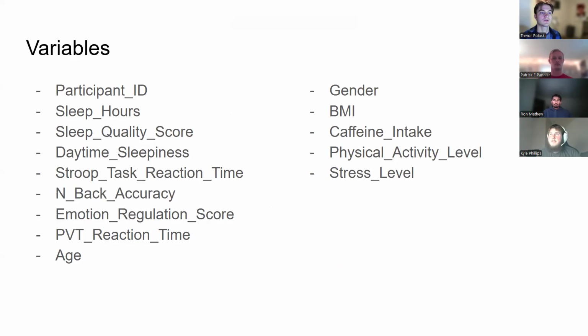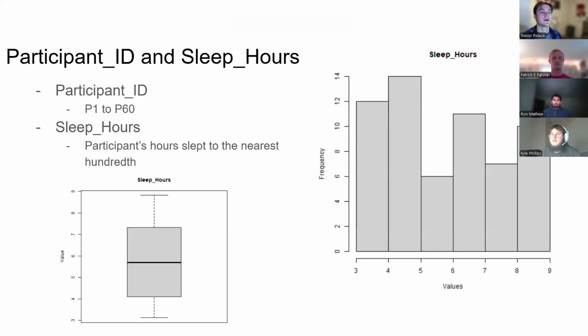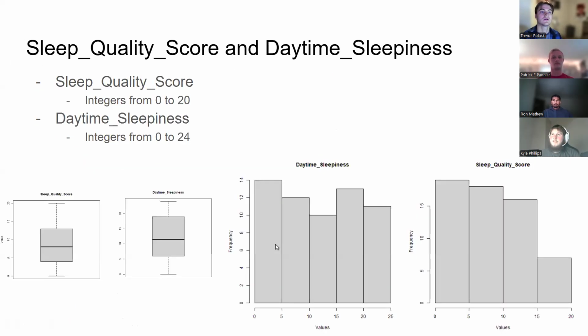Here are our variables, which we're going to go into detail in just a bit. So our first variables were participant ID and sleep hours. The ID is obviously useless, but sleep hours was the number of hours the participant slept to the nearest hundredth. And you can see that it's a pretty large difference between the lowest and the highest, with sleep hours ranging from 3 hours to 9 hours. The IQR ranges from about 4 hours to 7 hours. So people are not sleeping as much as they should.